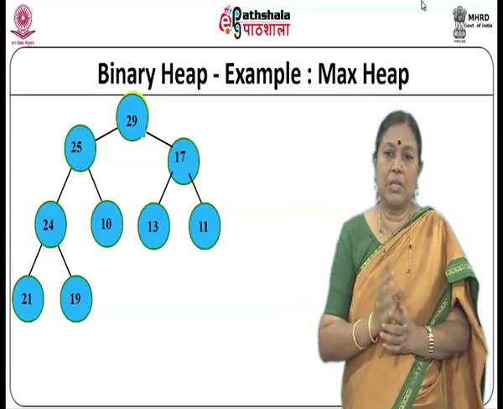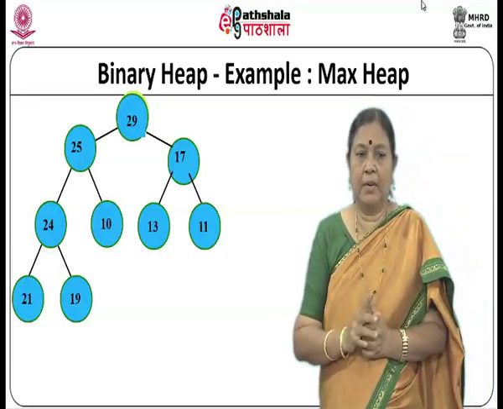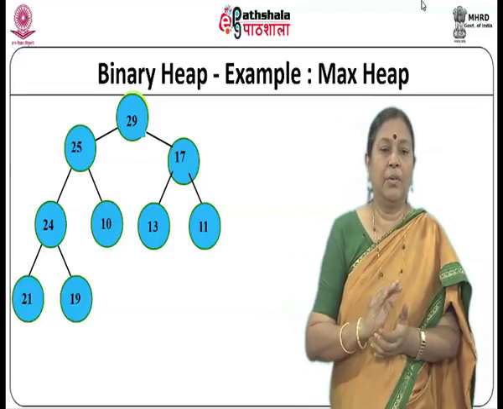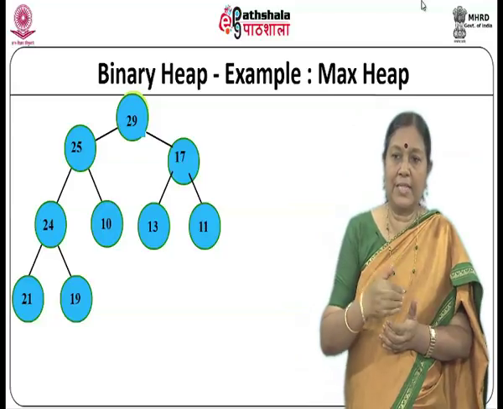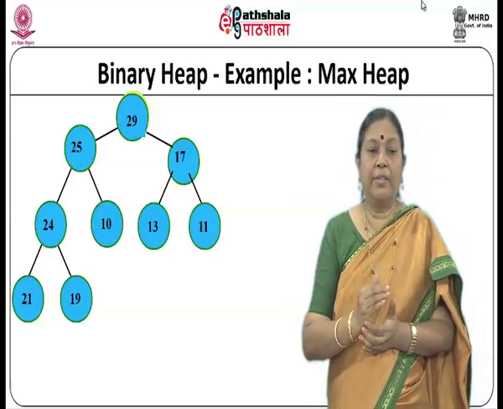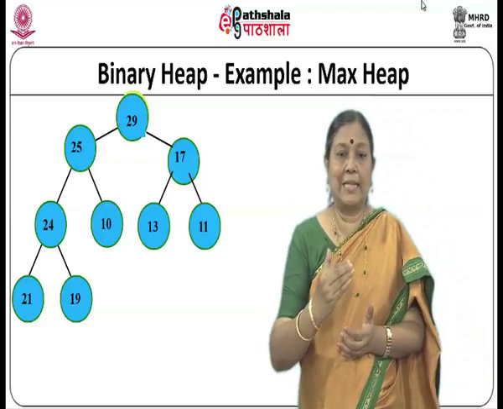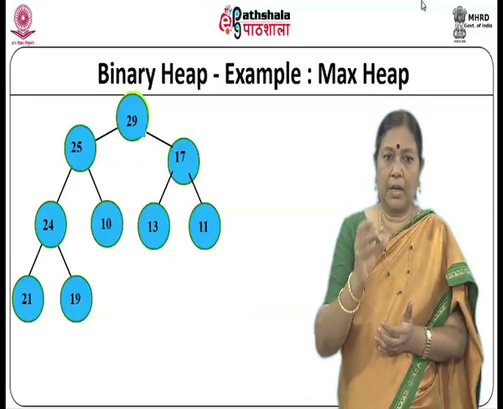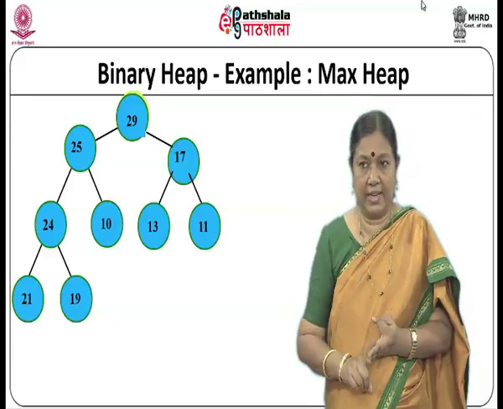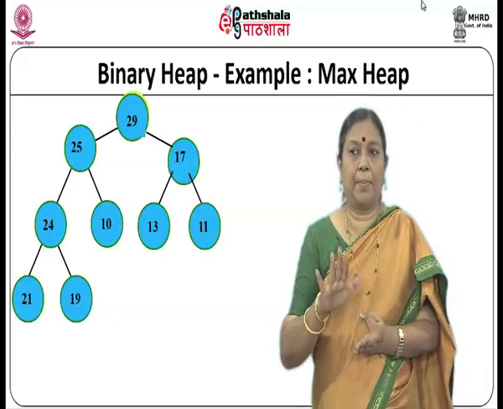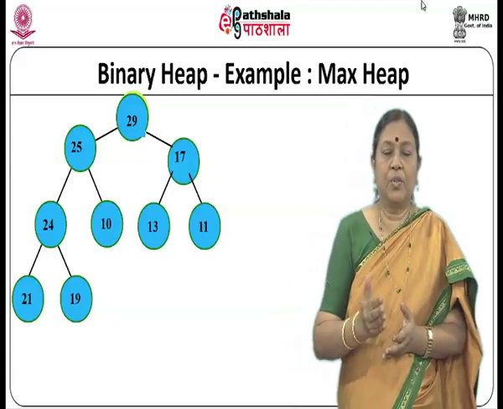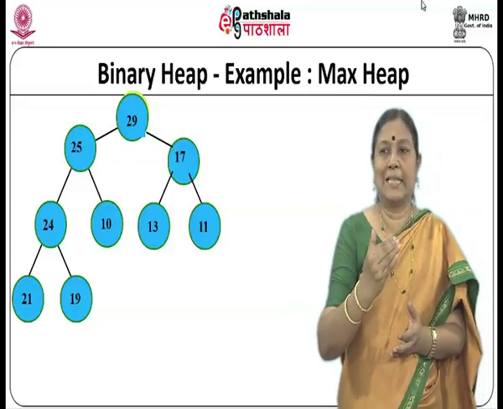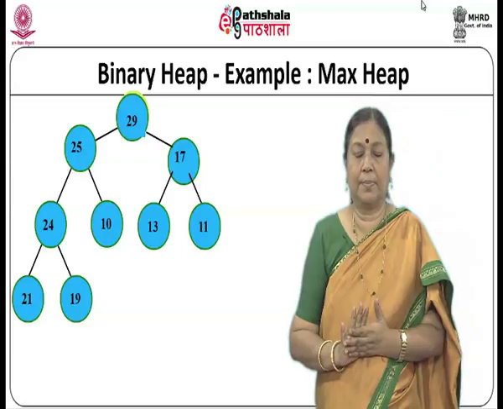Now, you take the two children 25 and 17, both are lesser than 29. So, that is the heap order property. Now, you take 24 and 10, which are the children of 25, 24 and 10 are lesser than 25. Similarly, 13 and 11 are lesser than 7. So, now for 29, 25, 17, the heap property is followed. Then you come to 24, 24 has children 21 and 19, which are both lesser than 24. So, there also the heap order is satisfied.